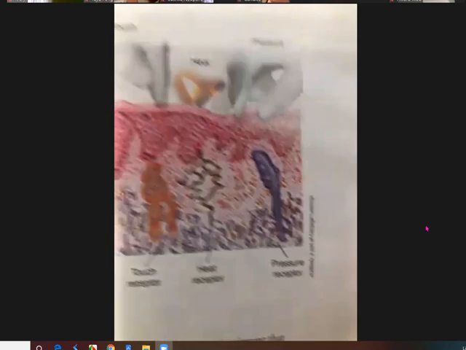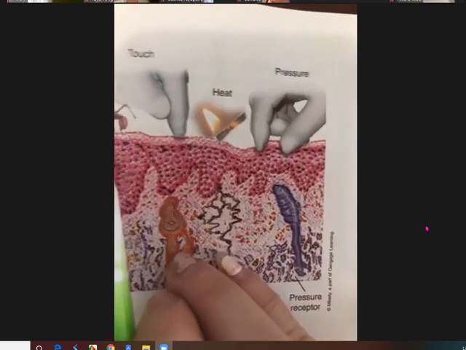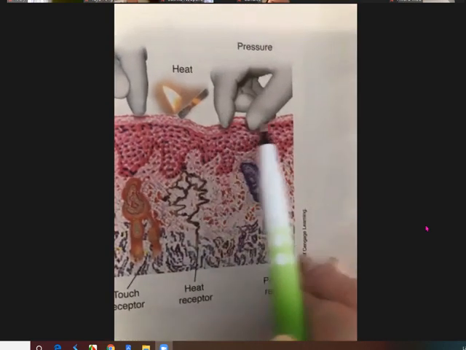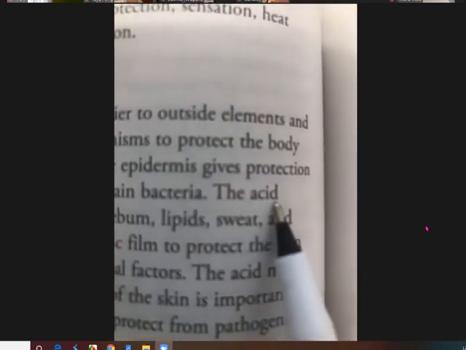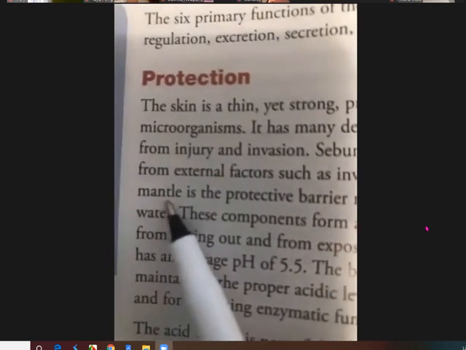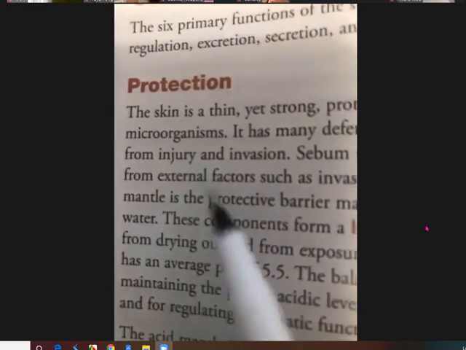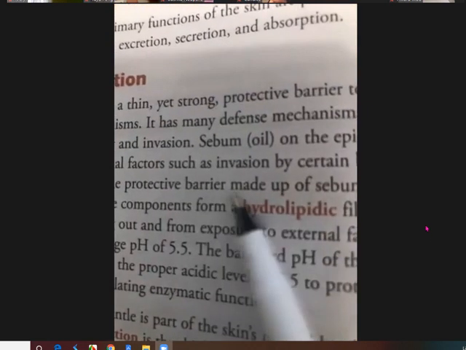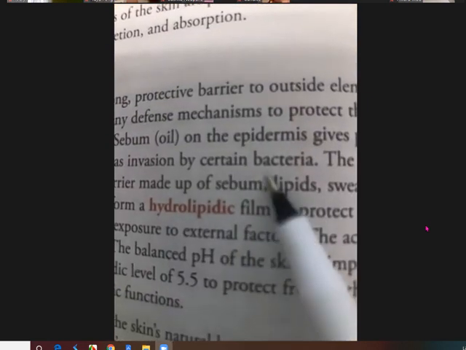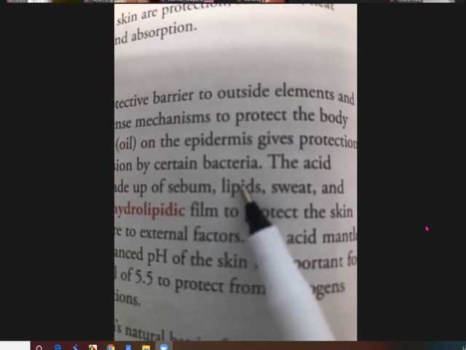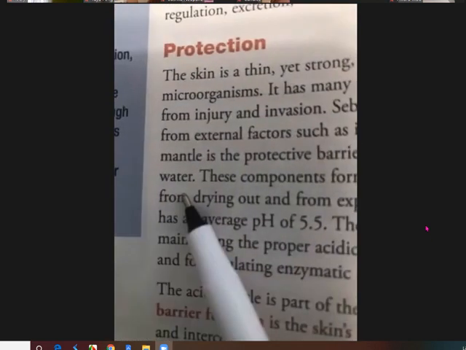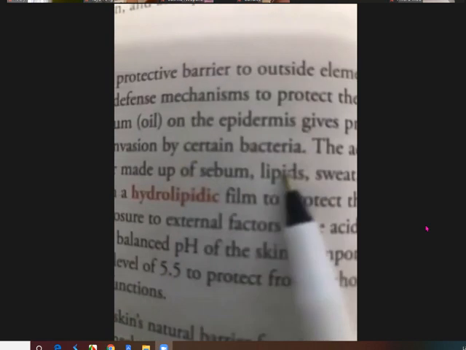If you can see here, this is our skin. You can see this first layer here. This is our protective layer. This protective layer is called the acid mantle. The acid mantle is the protective barrier made up of sebum, which is oil, lipid, sweat, and water. Lipid is like fats.